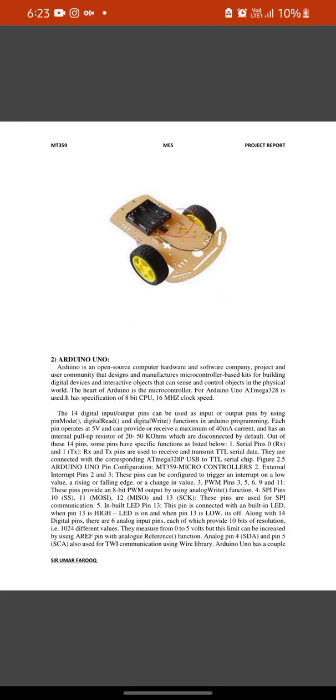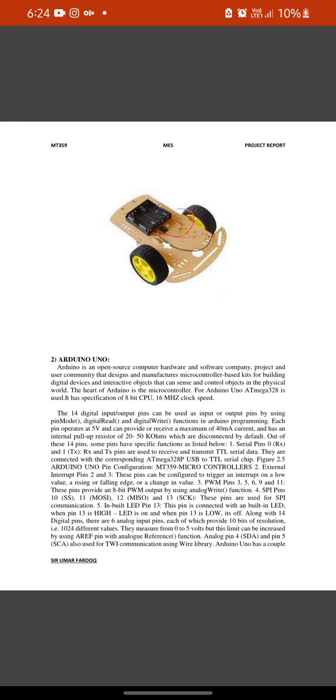Now we use two Arduino. Arduino is an open source computer hardware and software company. The ATmega328 was developed by AVR. It has specifications of an 8-bit CPU, 16 megahertz crystal or clock speed. It has 14 digital input and output pins. Each pin operates at 5 volt and can provide a maximum of 40 milliampere current. The pull-up resistors are 20 to 50 kilo ohms, which are disconnected by default. It has serial pin RX and transfer pin TX.